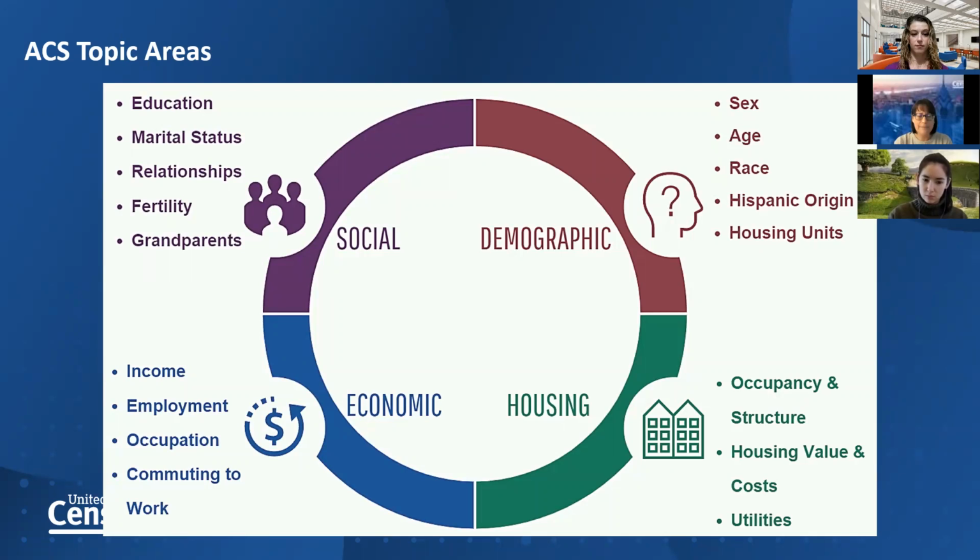And then the economic data. So this is where you get your income data, your employment data, what types of occupation do people have, how people get to work, et cetera, et cetera. I think there's like 50 or 60 different topics. So it's a very long survey, but there's a lot of really rich data that comes from it.